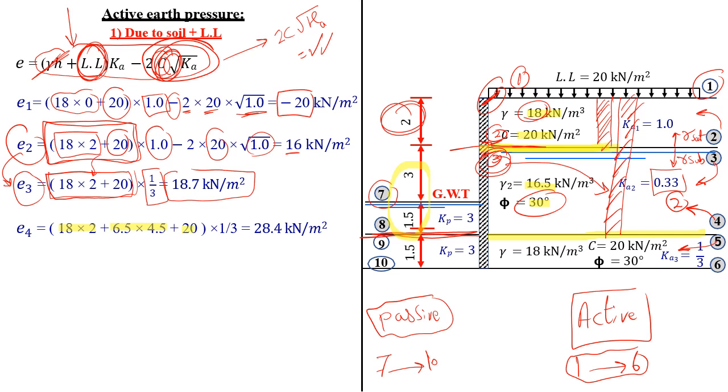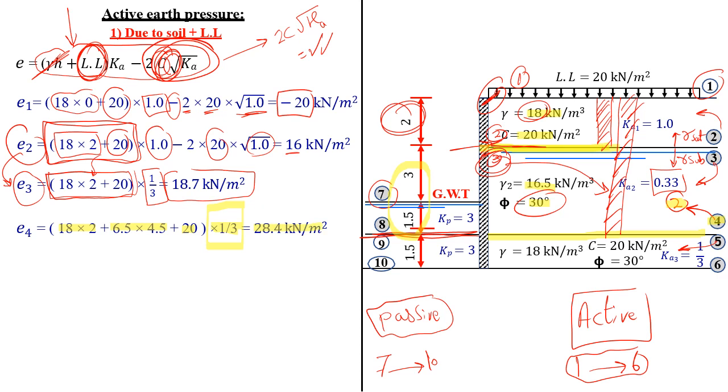Then the parameters of the rest of your equation, just look at your point number 4. It lies within soil number 2, the middle soil layer, which doesn't have a C value and has a K active of 1/3. So I substitute here with a K active value of a third. Then E4 is equal to 28.4 kilopascal.